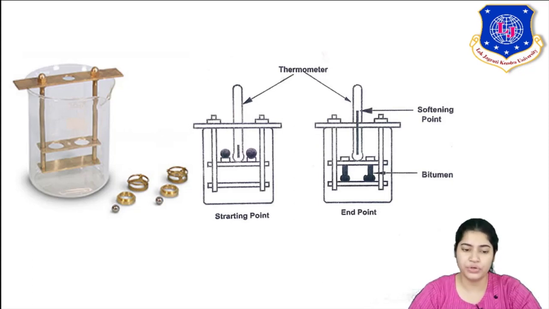So this way, starting point and end point. In the experiment, you start with heating. At the start point you can see steel balls are kept over the bitumen sample. As you gradually heat, your bitumen sample will soften. You have to note down the temperature at which this softening occurs. It means bitumen will detach itself from the disc and fall downwards into the steel plate. That temperature, when it detaches itself, is your softening point.